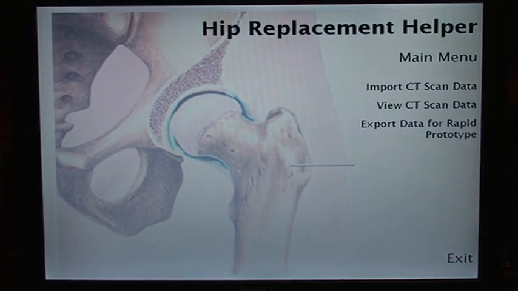The main menu of the hip replacement helper would be similar to what is shown here. It has three main options. The first is to import the CT scan data. The second is to view the CT scan data. And the third would be to export the data for rapid prototyping.